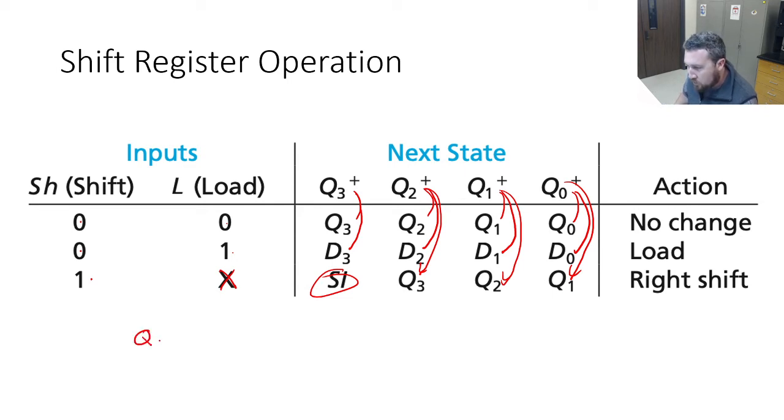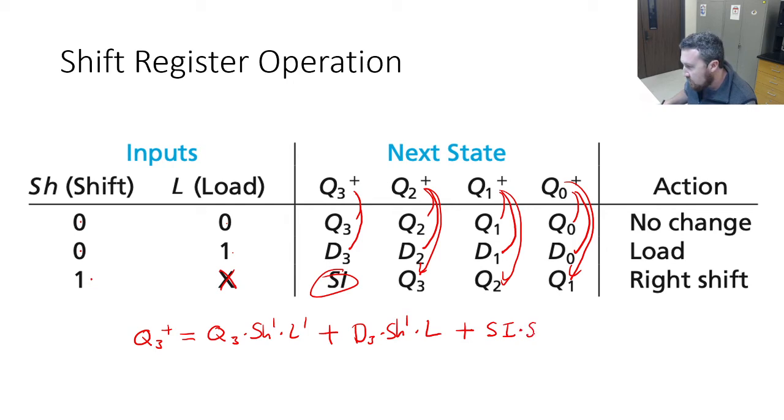I'll do Q3 plus. It's pretty simple. Q3 plus is equal to Q3 when shift and load are both 0, so Q3 and SH prime and L prime. Or it's going to be D3 when SH is 0 but load is 1, so D3 and SH prime and L. Or it's going to be SI when shift is 1, so SI and shift. Not a lot of optimization to happen there.